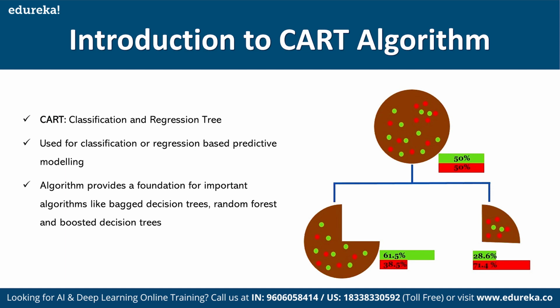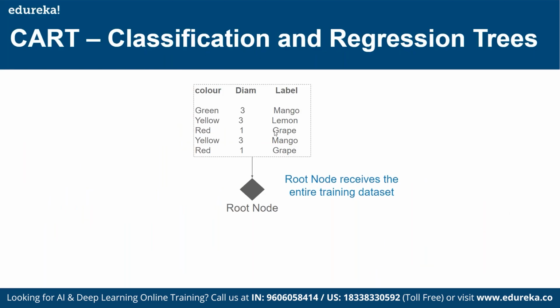So this is a typical scenario where I've taken a data set and divided it into a training data set and a testing data set. Okay, so the CART algorithm provides the foundation for decision trees, random forest, and boosted decision trees. So let's move into the algorithm. So suppose I'm given a data set that says if the color is green and the diameter is 3, it should be a mango. If the color is yellow, again the diameter is 3, it should be a lemon. If the color is red and the diameter is 1, it should be a grape. So if you see line number 3 and 5, they are similar. Right.